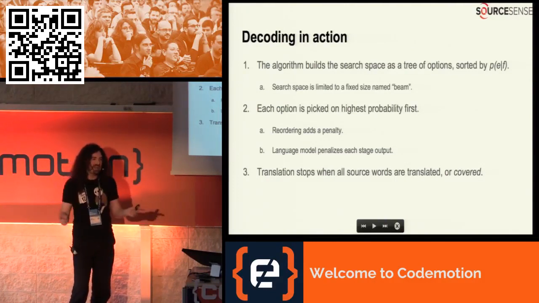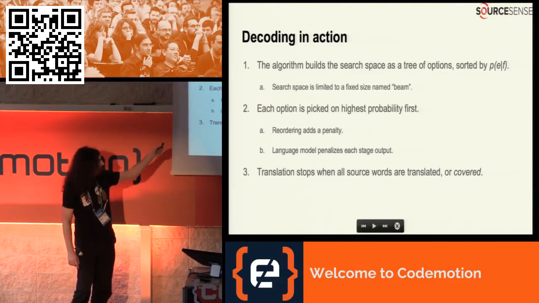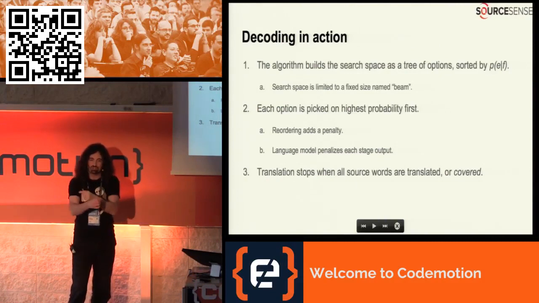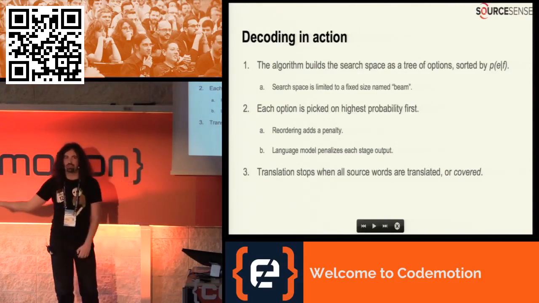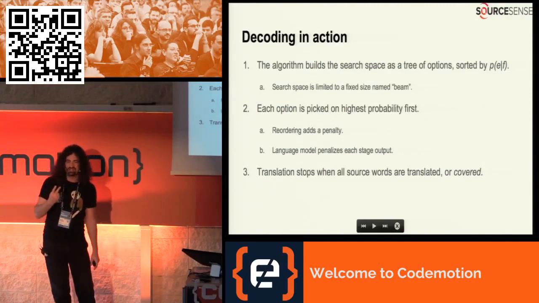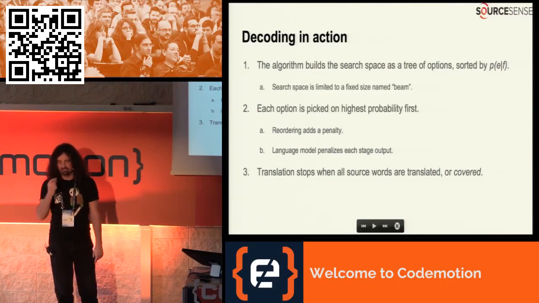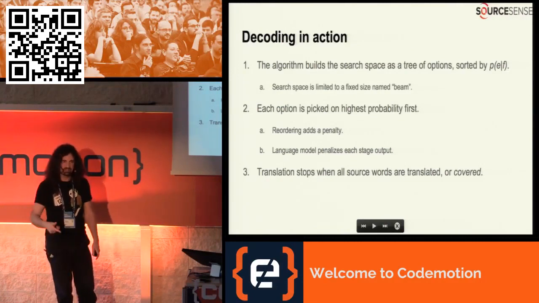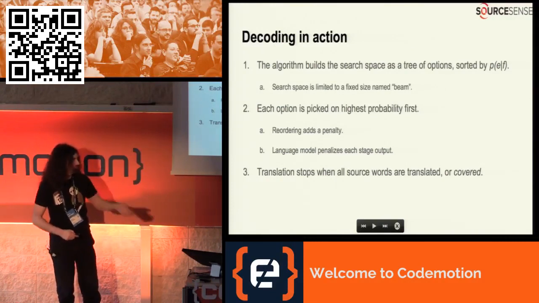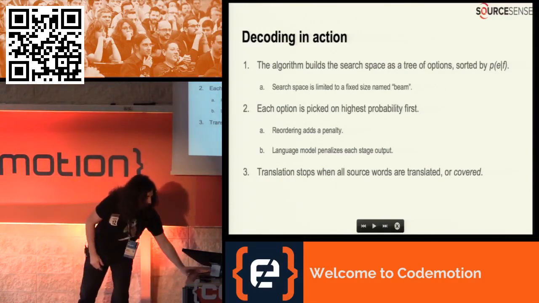Reordering of words adds a penalty, because the language model penalizes each stage's output. So you basically generate the combinations of words, then you have it evaluated by the language model, which says, okay, these words in this order are okay, but these other words, you actually flipped them, so it is not something they observe in usual English. This sentence is unnatural, I'm penalizing it by applying a discount on your probability. Translation stops when all source words are translated or covered.